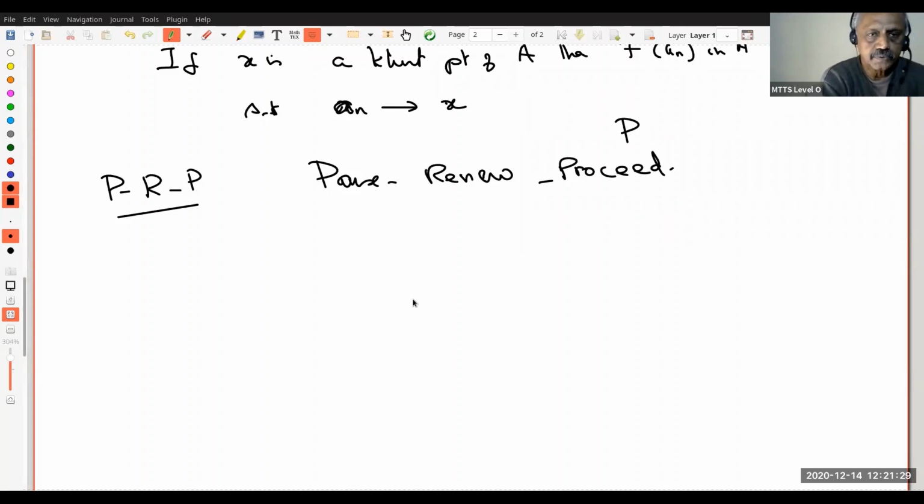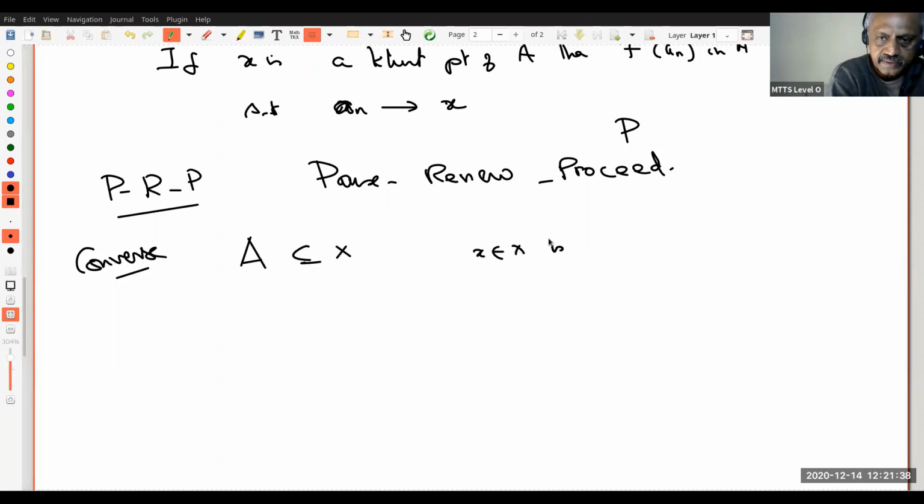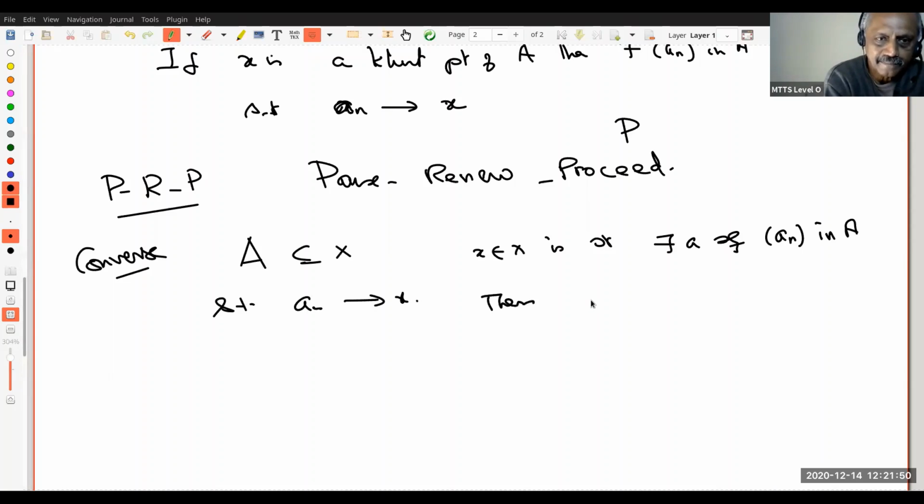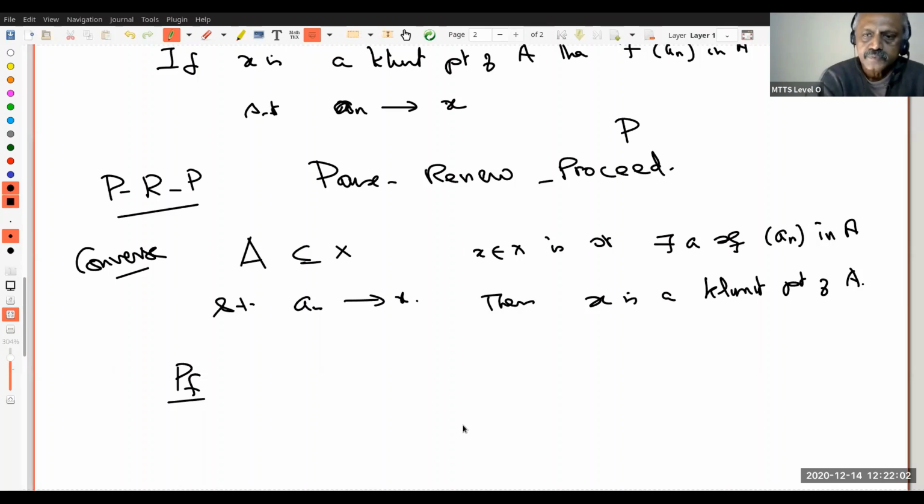The converse is also true. What is the converse? Suppose A is a subset of X, and x is a point in X such that there exists a sequence a_n in A such that a_n converges to x. Then what do you want to claim? That x is a limit point of A. The proof is easy. To prove it's a limit point of A, what do I have to do? You give me any r positive. I have to show B(x, r) intersection A is not empty.